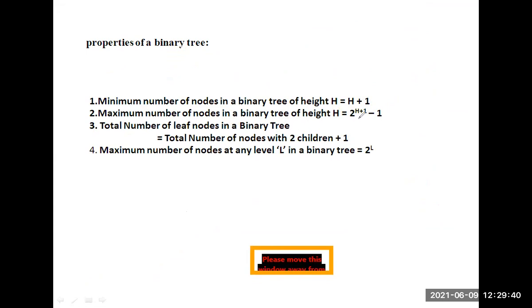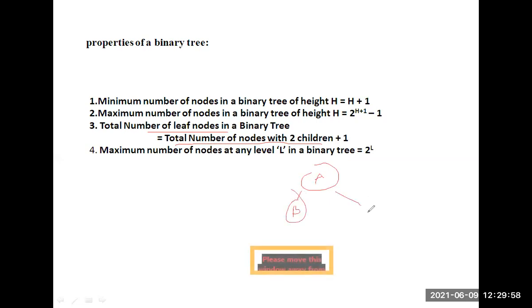So total number of nodes with two children plus 1. For example, the total number of leaf nodes in a binary tree is how we calculate it: total number of nodes with two children plus 1. So construct a tree.